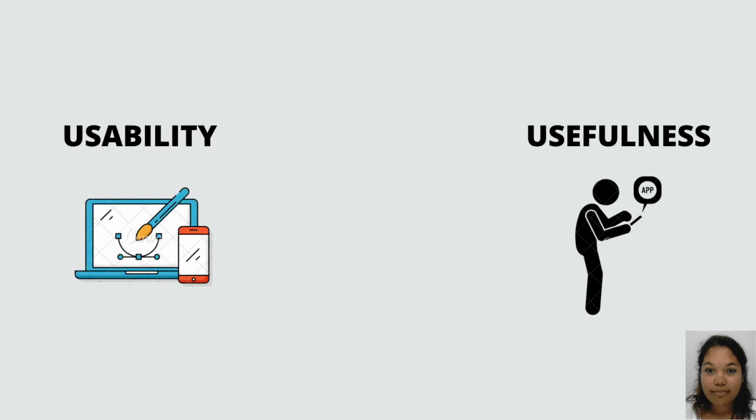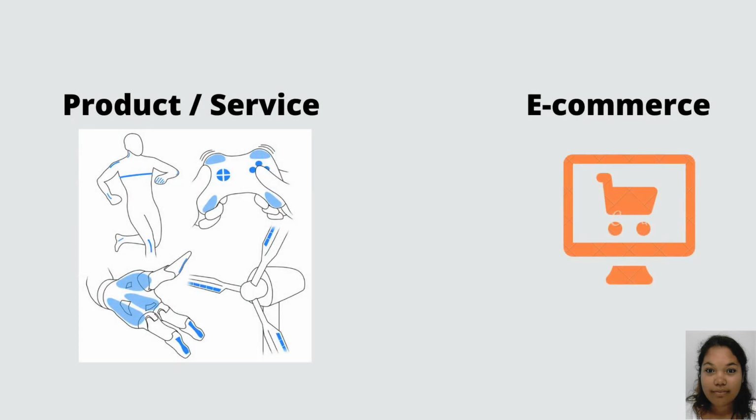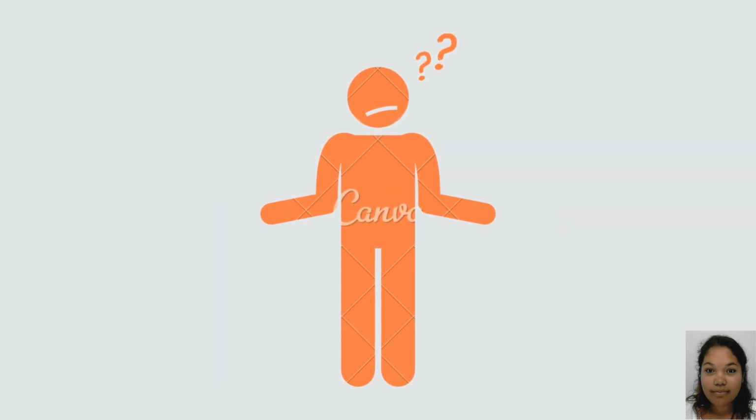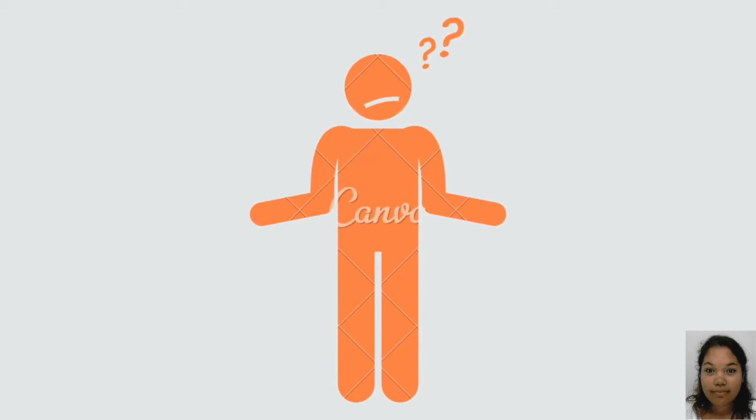But before going further, we have decided to separate the analysis in two parts: the presentation of the service, and then we will analyze the e-commerce part of the website. Let's move on to the usability of the website. So we want to know if the website is user-friendly for the visitor. Does he or she easily find the main information about the company?